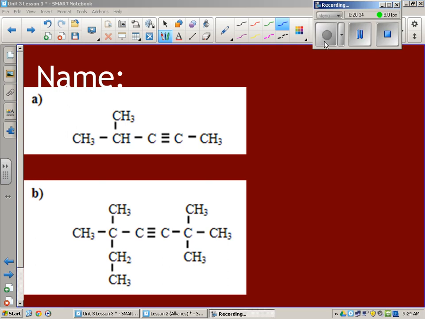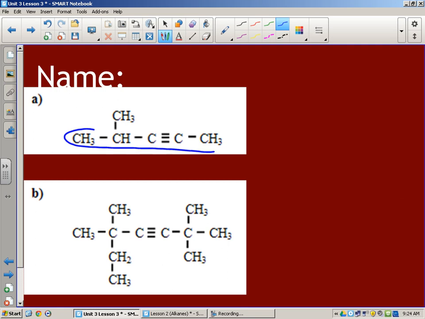Look at the first one here. Remember, you need the longest chain with obviously the triple bond, because that's the main feature in this one. So your options are 1, 2, 3, or 1, 2. You got to go with the lowest number. You have to start at that end. That's the main thing. The groups, if you can arrange them with the lowest numbers, fine. But that's secondary. You got to start with the lowest number.